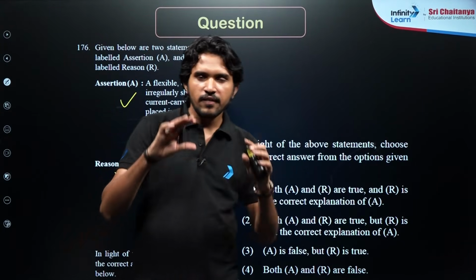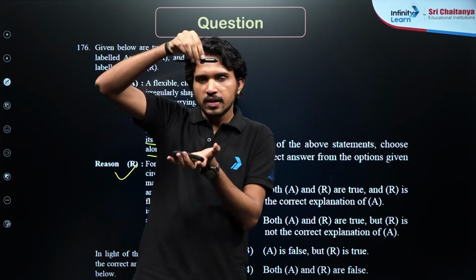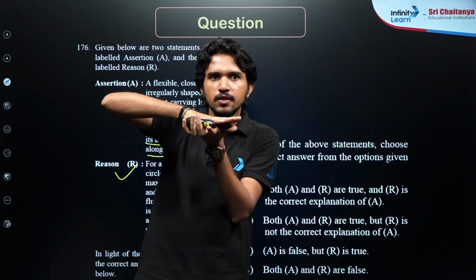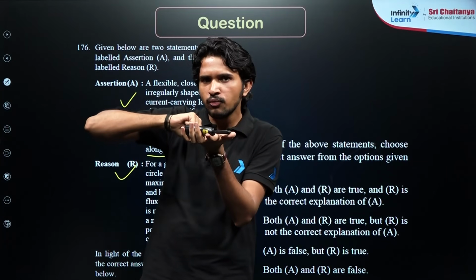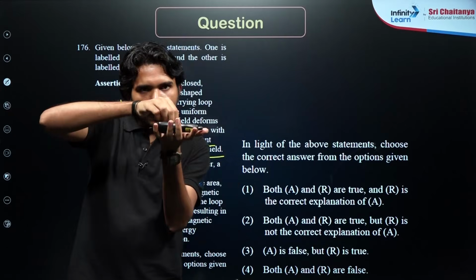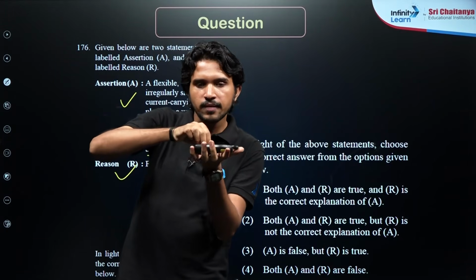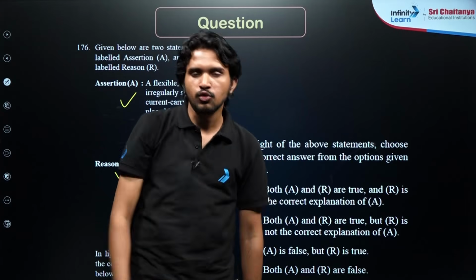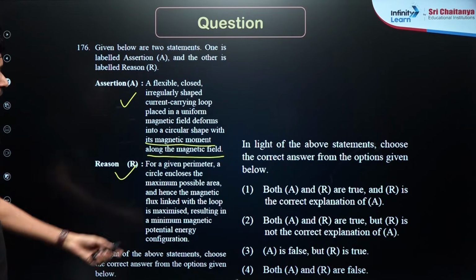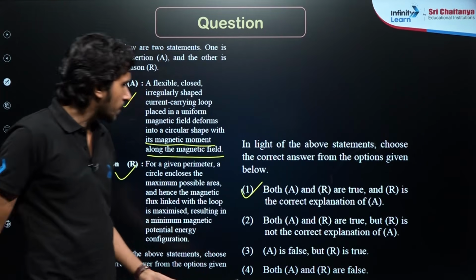Because everything needs minimum potential energy. Like if I am dropping it, it is going downwards, but after reaching the surface it is not going downwards. You know why? Because after this surface it has got the lower potential energy, but if I remove the surface it will again go downwards to reach the minimum potential energy. So both A and R are true and R is the correct explanation of A, option A.